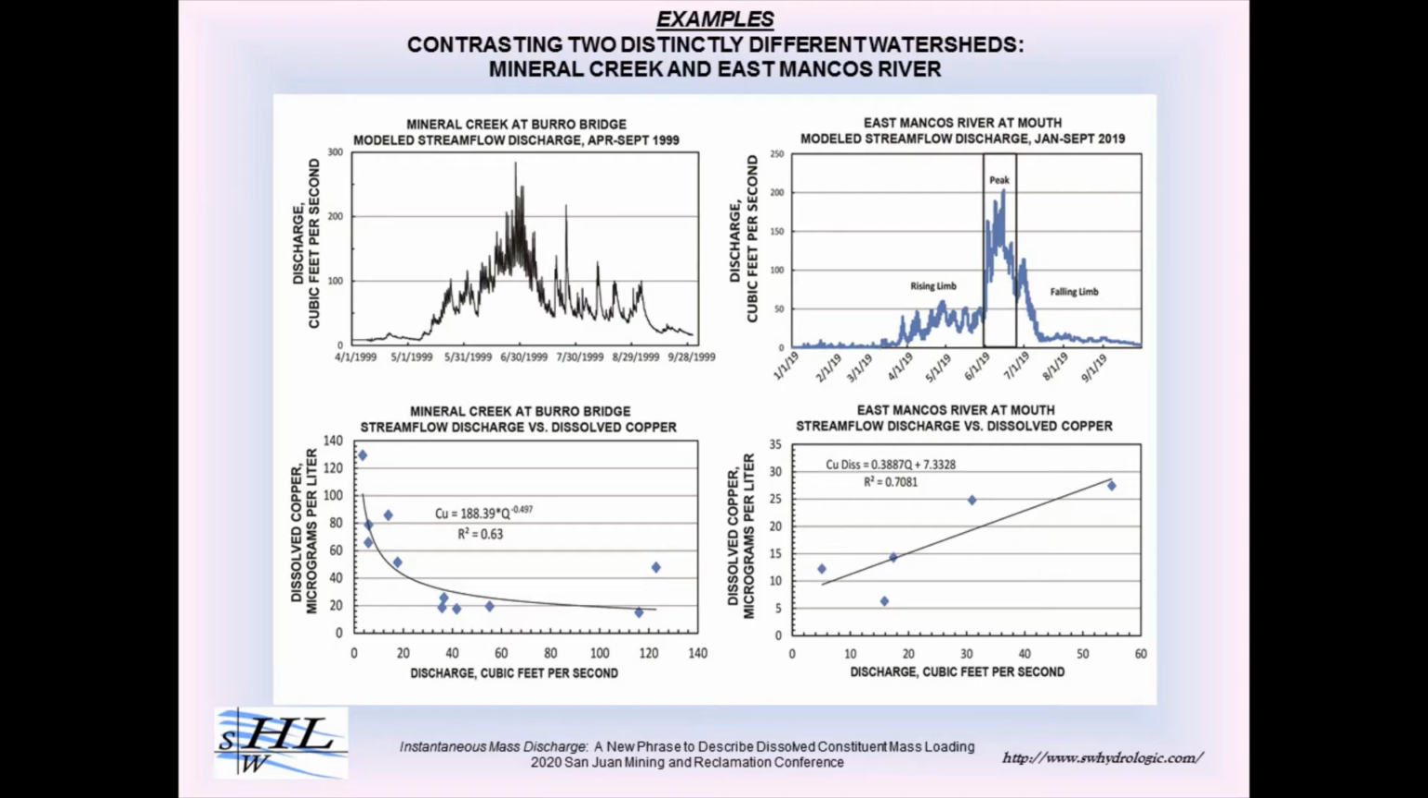during 2019. And we have water quality samples we've collected. Mineral Creek at Burrow Bridge, we see with increasing discharge, we have decreasing copper concentrations. East Mancos River at the mouth, when there's increasing discharge, we have increasing dissolved copper concentrations. These two responses of the watersheds are opposite. What does your watershed look like?